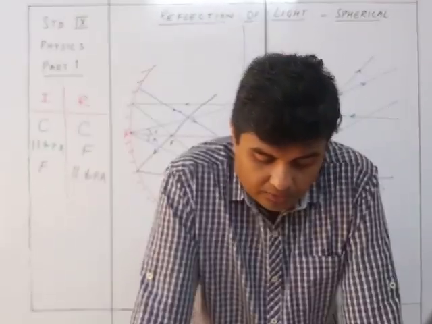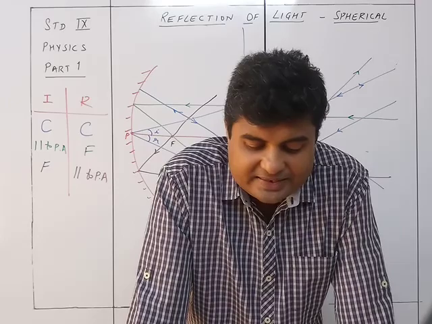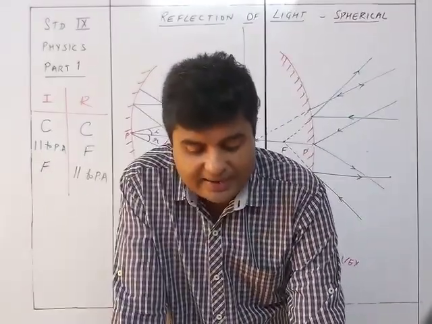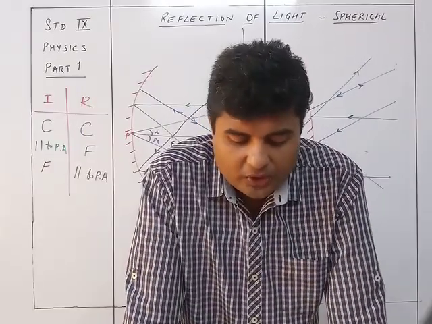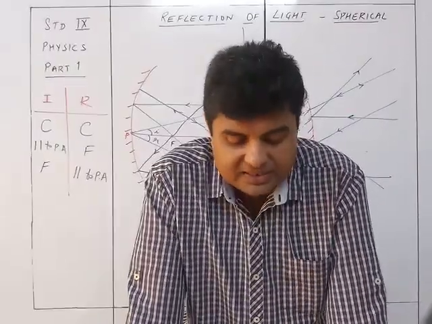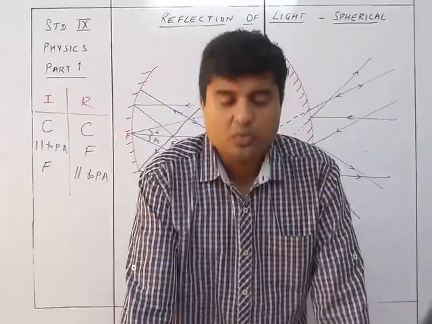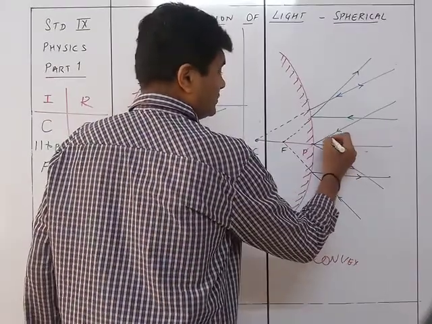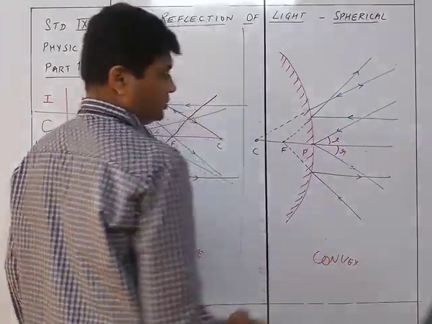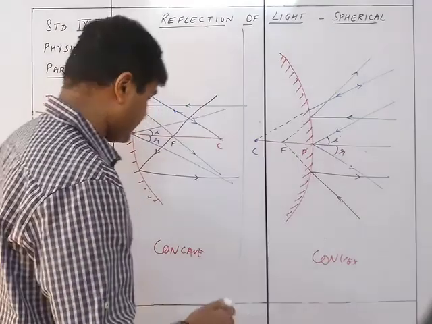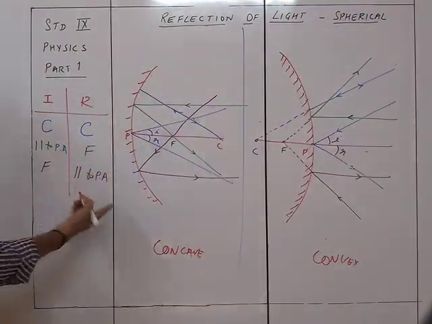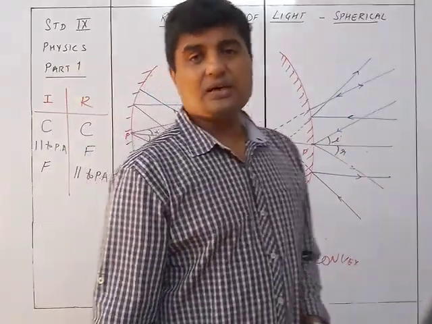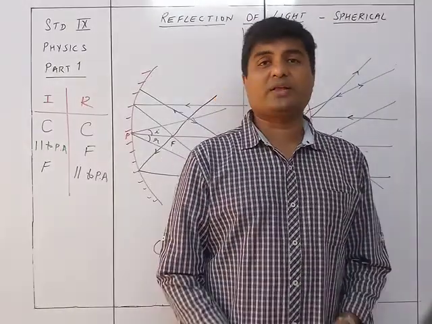Fourth, for a ray incident at the pole of a spherical mirror, the reflected ray is at an angle of reflection equal to the angle of incidence, with the principal axis as the normal. So the principal axis itself becomes the normal, and I will be equal to R. So these are the 4 conditions. Here for the pole we don't need to write it separately because I equals R is already known to us. These are the things we are going to use when drawing the ray diagrams for spherical mirrors.